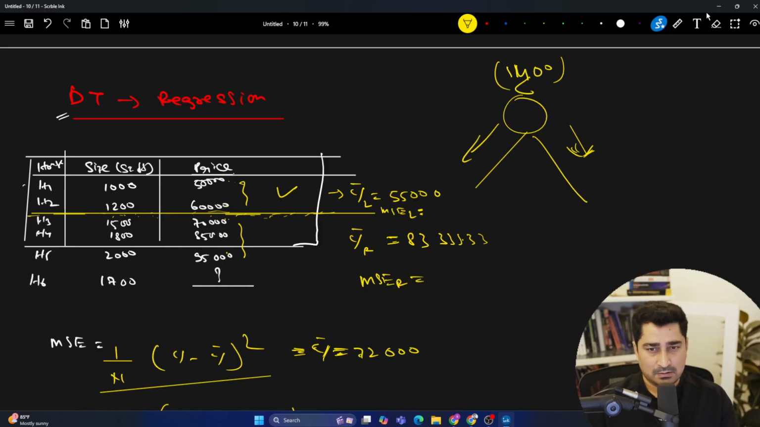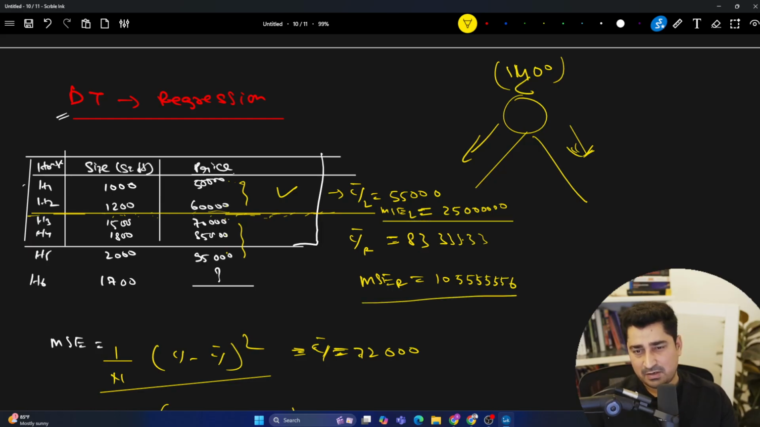So here, the mean squared error for the left is going to be 25, a very big number, and then 60. And the mean squared error for the right is going to be basically 10, then 65, and then 6. So this is the mean squared error for the left, and this is the mean squared error for the right.